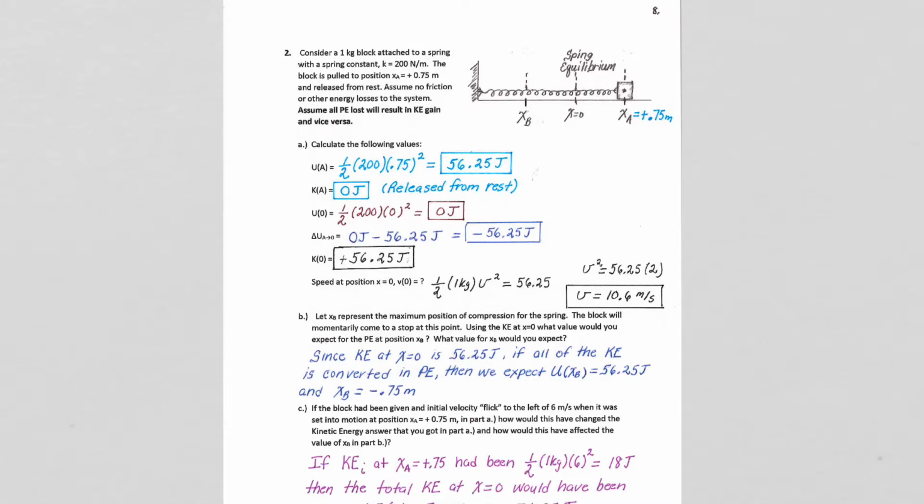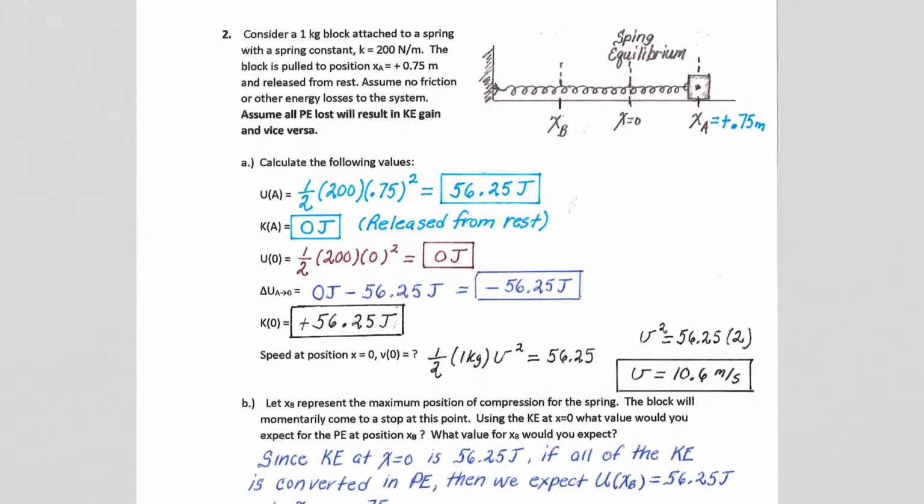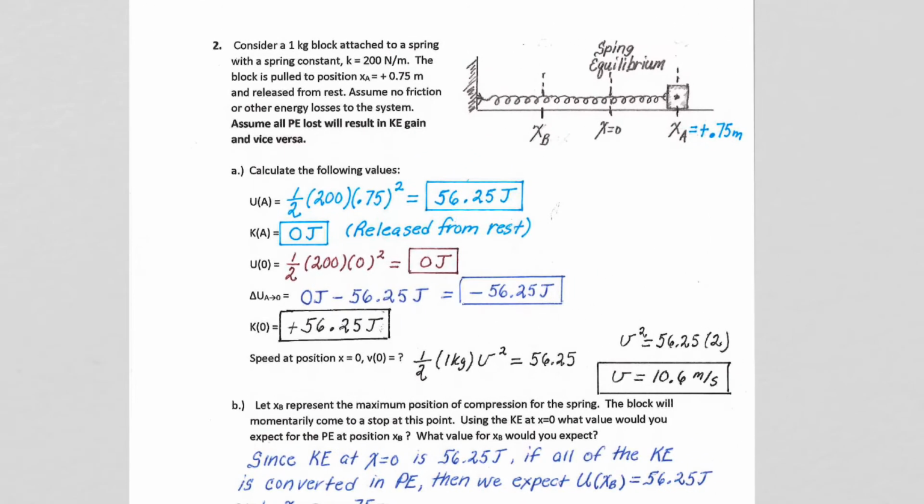Let's look at the solutions to these problems in some detail now. We're going back and looking at potential energy values, right? So in the first question here, consider the 1 kilogram block attached to the spring. It's pulled to the right. It's released from rest. This is going to end up being important to us. We'll see at the bottom of this problem. It's released from rest at position x equals positive 0.75.